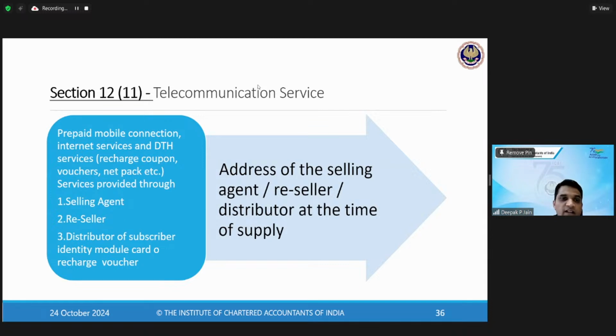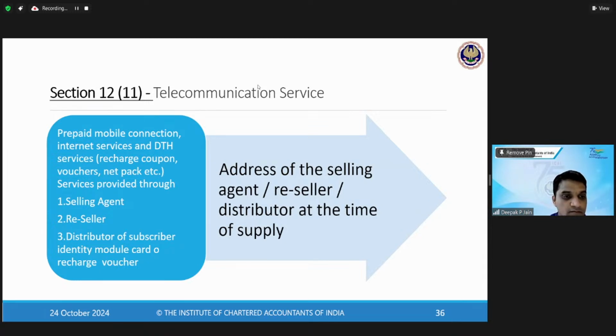Correct. Postpaid means outstanding and prepaid means advance. So in case of prepayment, the place of supply will be the address of the selling agent if supply is through an agent. And in case of prepayment by the final subscriber, the place of supply will be the location where it is received. It means in both cases, the location of the recipient is not the place of supply. In the first case, of course, it is the location of the selling agent. And in case of a final subscriber, that is, you are the subscriber, if you are paying through your mobile phone, then whatever address you have given will become the place of supply.